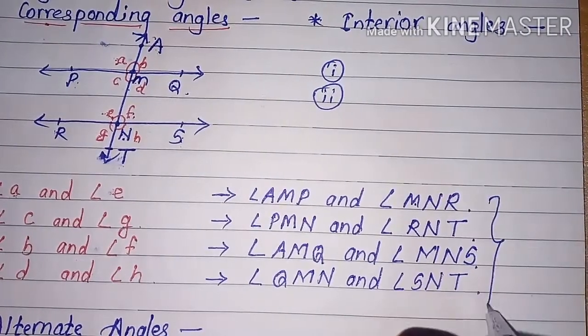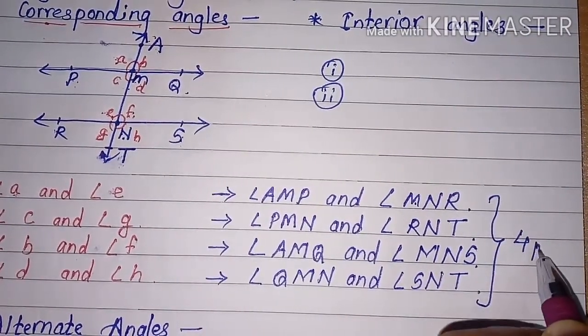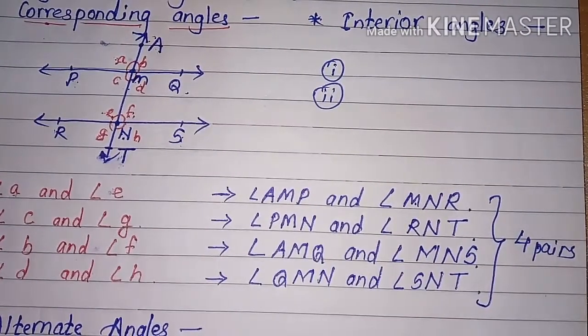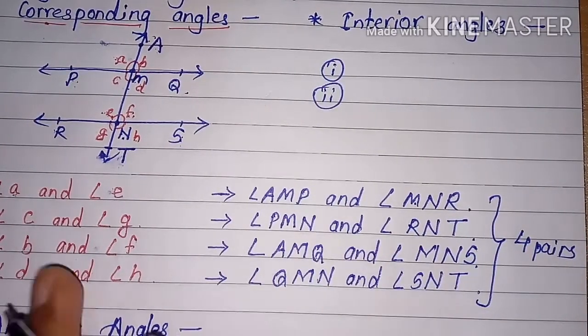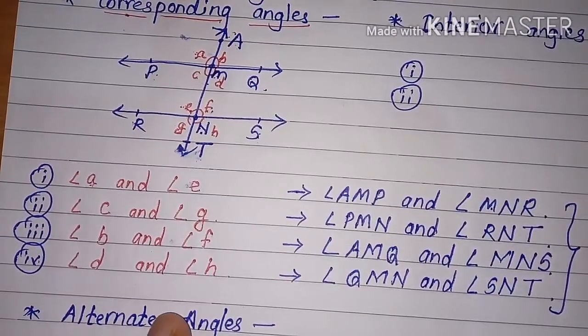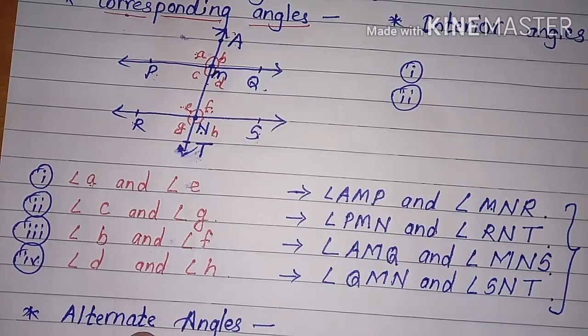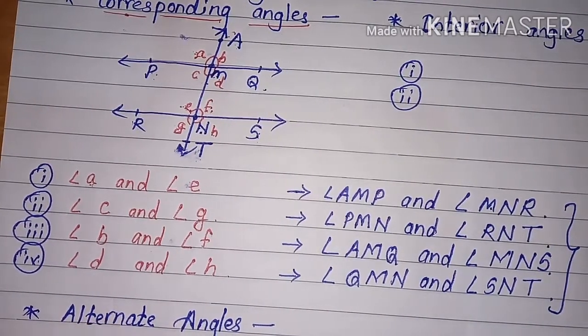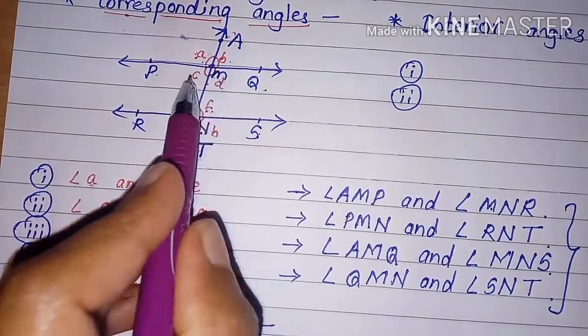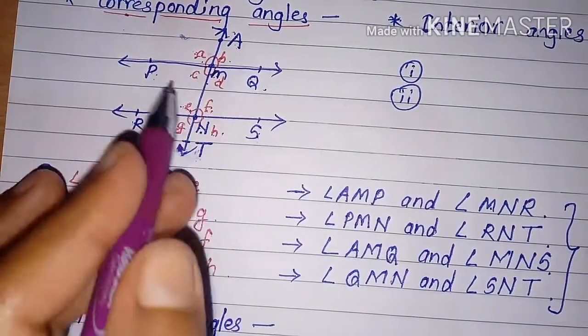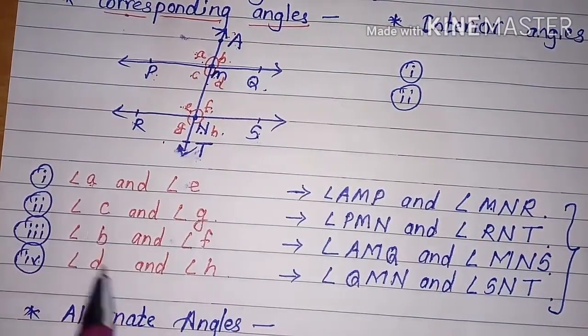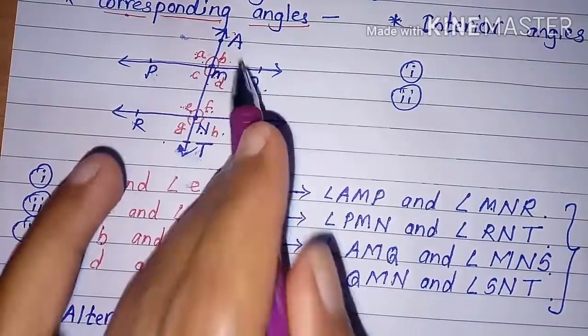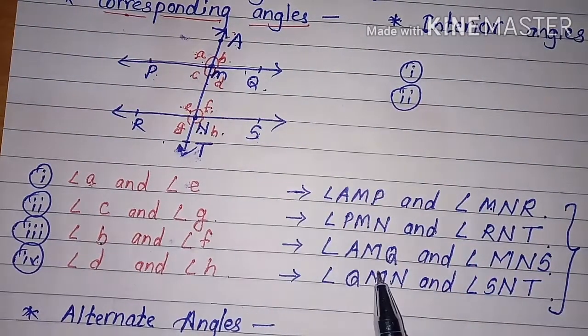There are 4 pairs of corresponding angles. In a question, in a practice set or in the papers, according to how the question comes, you have to give the answer. Suppose alphabets are given as the names of the angles, then you write in this form. If 3-letter naming is given, then write in this form.